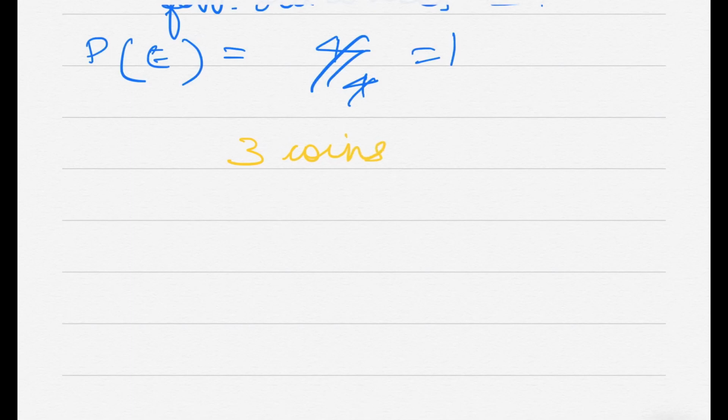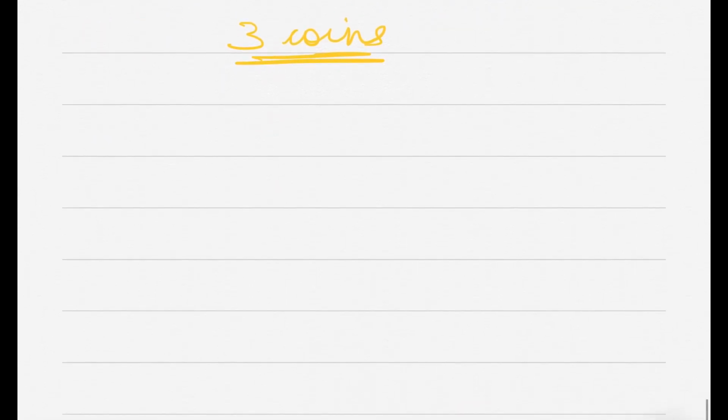So let's move to three coins. Now three coins, like tossing three coins simultaneously. So what will be the outcomes? First we have to move to the sample space, writing down our sample space. Now the term sample space is fine for you, okay? So what will be my outcome?